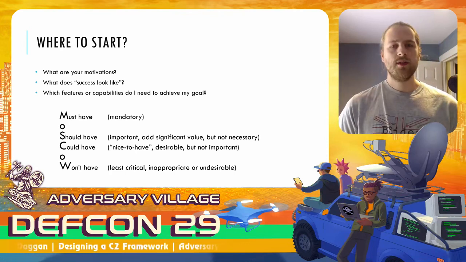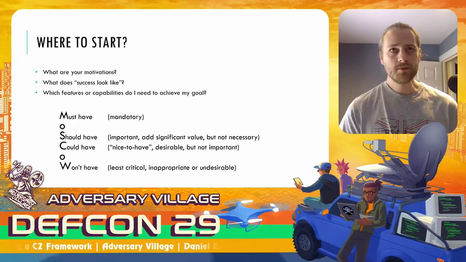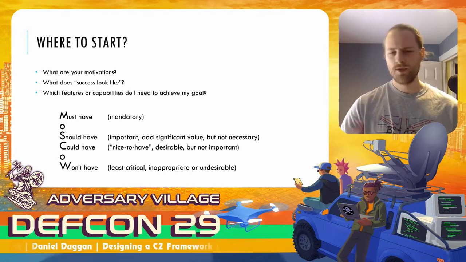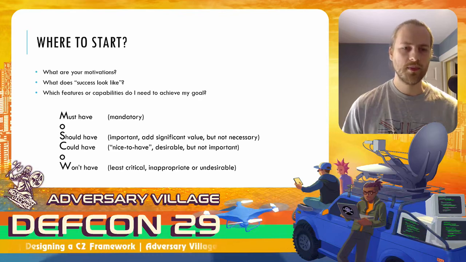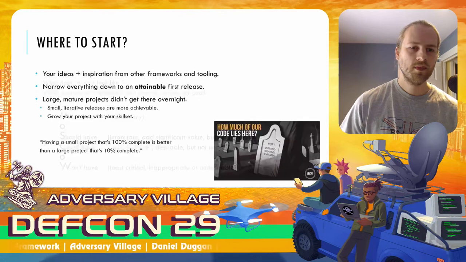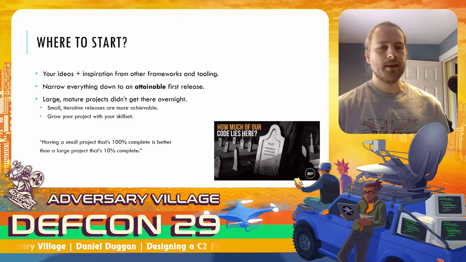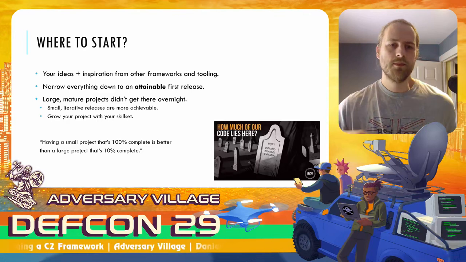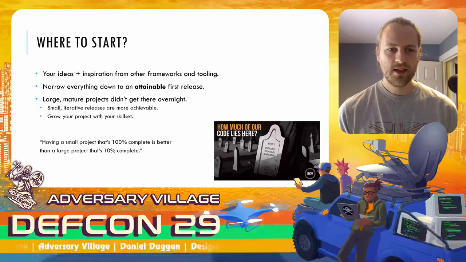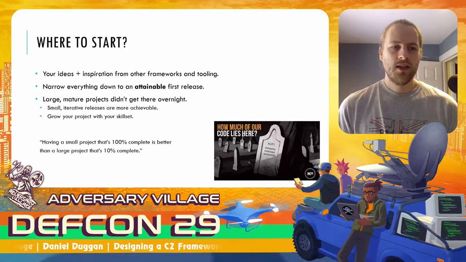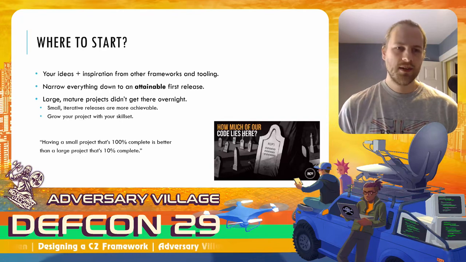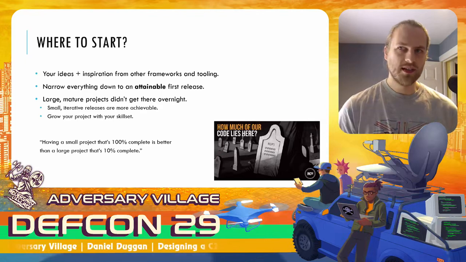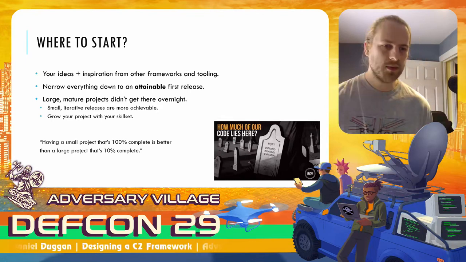And the won't haves, you can split into two camps, I guess. You can have won't haves period and won't haves this time. I'll expand on this time in a minute. So, what you really want to do is get your goal straight and think about all the things that you think you might want in your tool. You can also take inspiration from other frameworks and tooling. That's perfectly okay. I don't think that's cheating, because you want the best parts of everything. And why reinvent the wheel sometimes? You can take good ideas from all sorts of places, and that's perfectly fine in my book.